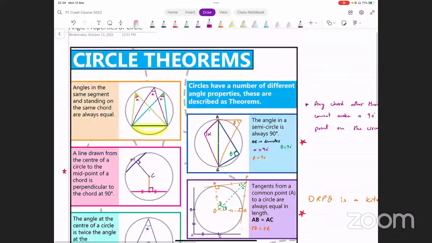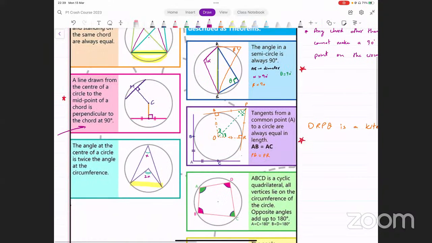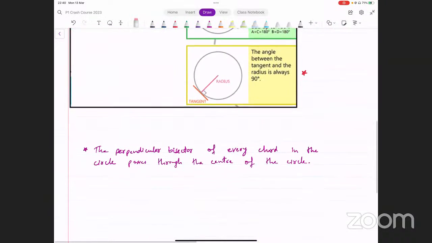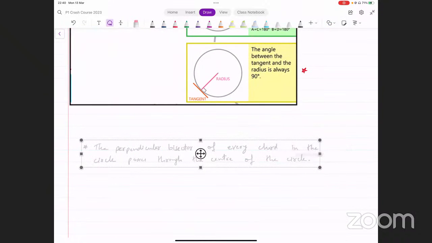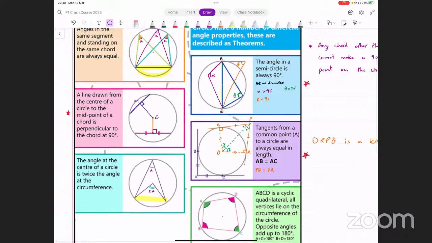And that comes from this property that we did here, because the line coming from the center, if it cuts the chord at the midpoint, it makes 90 degrees. So that means the perpendicular bisector of this chord has to pass through the center. Okay, so that's an important property. This is something that you have to keep in mind as well. All right. So these are some circle properties that you need to know about. You will need them when we do some questions.